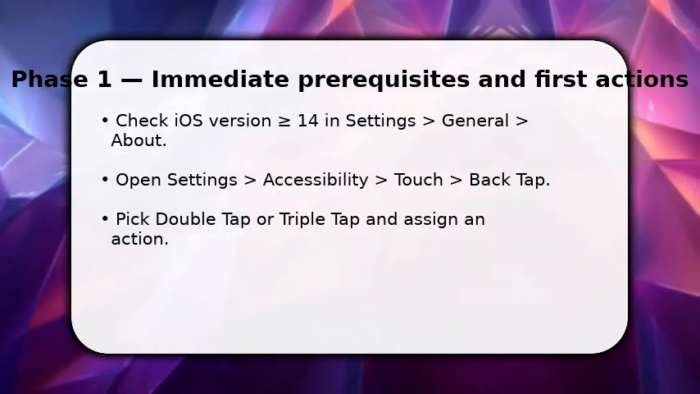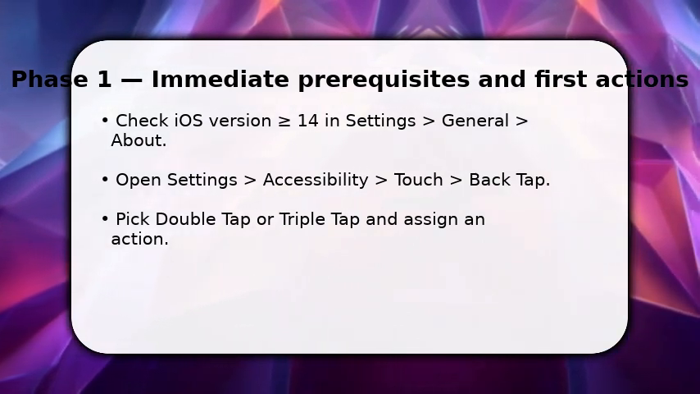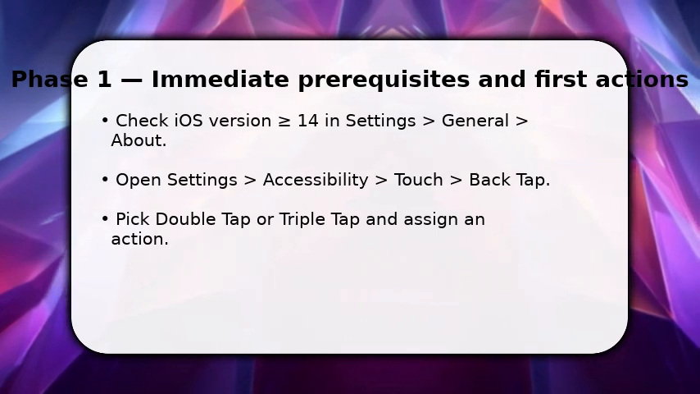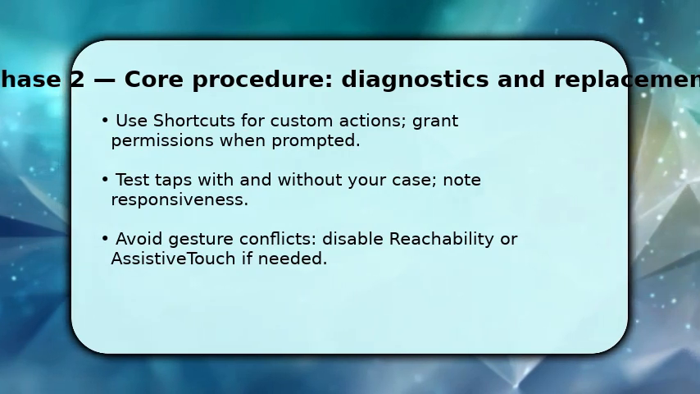This wiring is how taps trigger results. Make sure you select a distinct action so you can clearly tell whether the tap registered, and proceed to test with the next steps. Once back tap is assigned, you refine what it does.